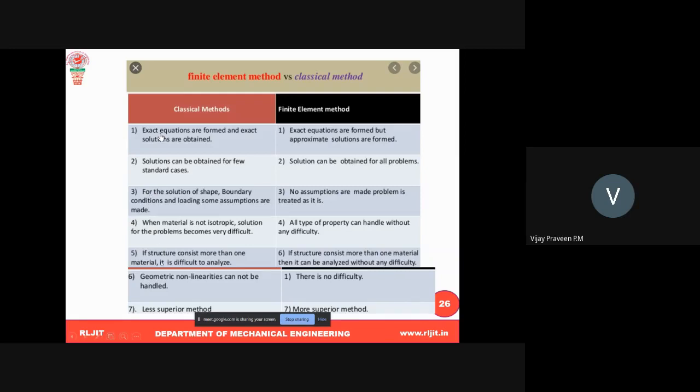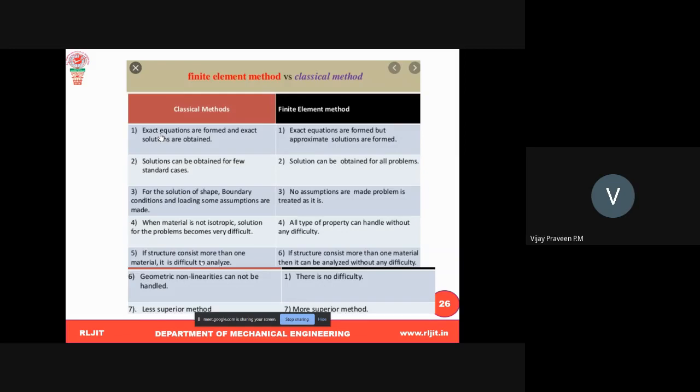If the structure consists of more than one material, it is difficult to analyze. Suppose a combination of materials comes, like a composite material, that is difficult to analyze. But in case of FEM, there is no such limit. You can take 10 types of material, or n number of materials the structure is made up of, and you can easily solve it without any difficulty. And geometric non-linearities cannot be handled.